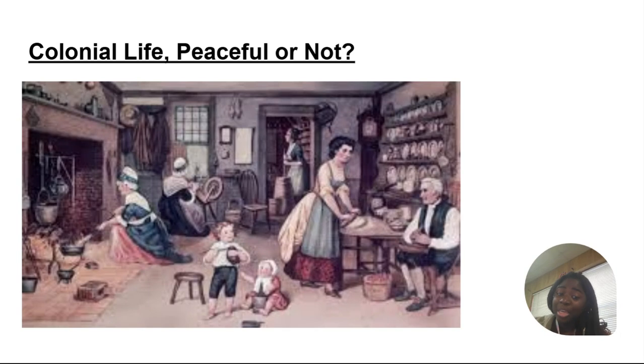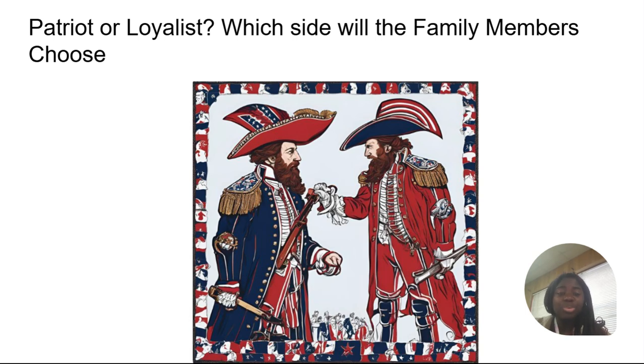And then you have Abigail, who also is a secret patriot and has been knitting early American flags and making different quilts and different things to take care of the patriot soldiers behind her parents' back. So you have a divided house. Alrighty, patriot or loyalist, which side will the family members choose?